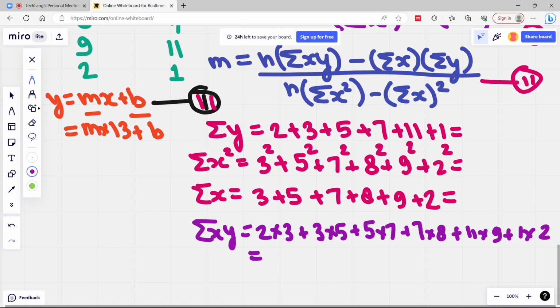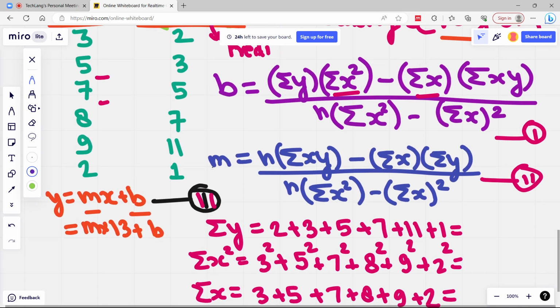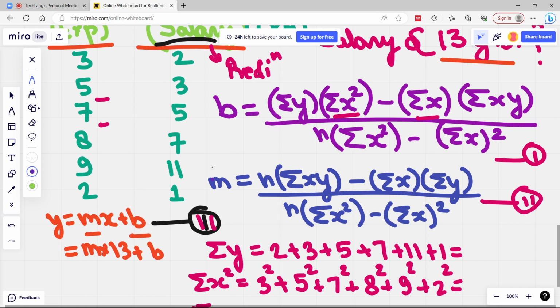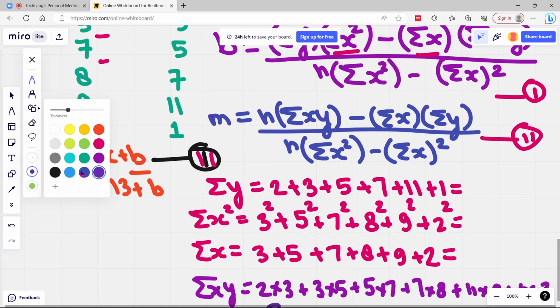Can you get all these terms? And what is the value of n in our situation? We have the number of n's: 1, 2, 3, 4, 5, 6. The number of n's we have is 6. Can you see this scenario? Are you with me? Are we good to go?